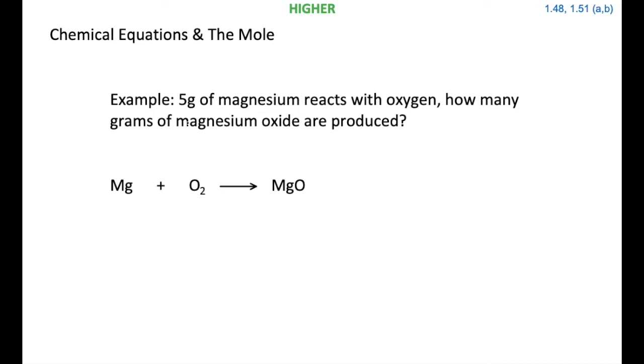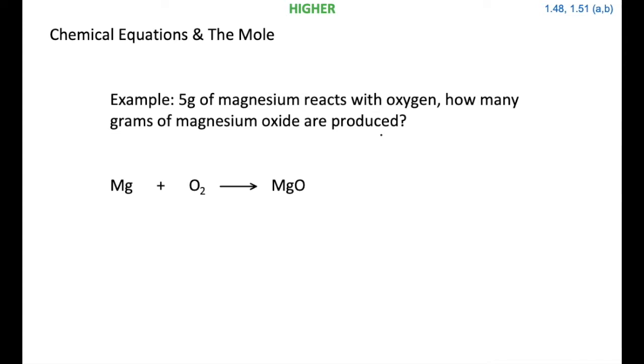And so if we go straight into a question here, we're given a chemical equation showing magnesium reacting with oxygen, and we're told that 5 grams of magnesium reacts with oxygen. How many grams of magnesium oxide is then produced from this?